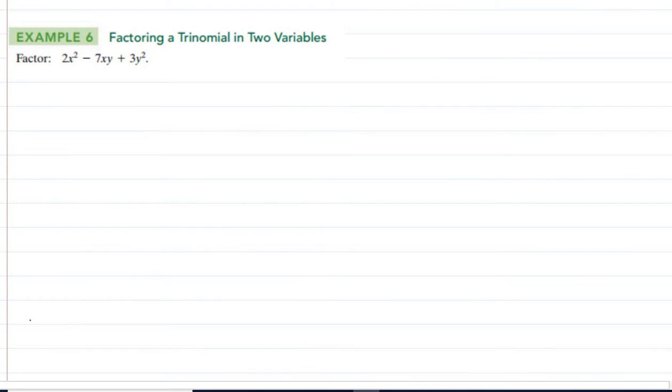So example 6, factoring a trinomial in 2 variables. Again, I'm going to think of my A, B, C. In this case, I'm going to write A equals 2, and because I treat my x as my variable and everything else like a number, my B is negative 7y, and my C is 3y squared. I'm using the same method, A times C. A is 2 and C is 3y squared, so we get 6y squared.